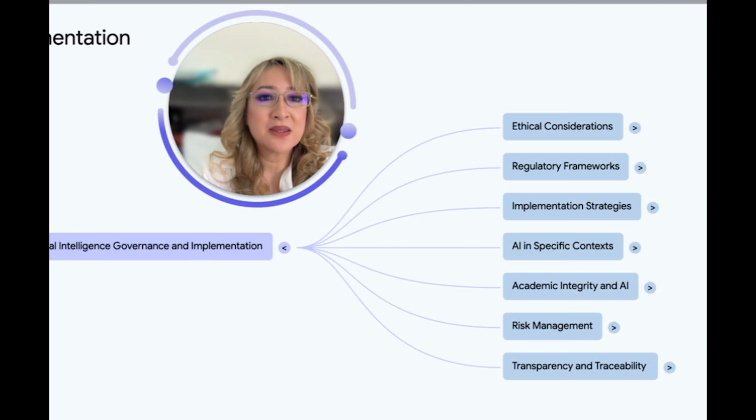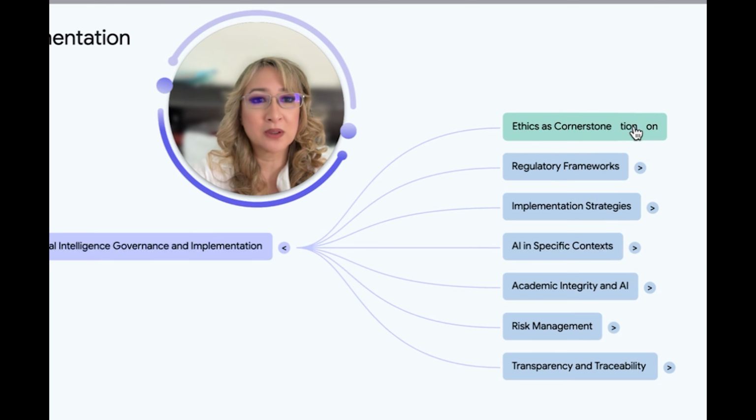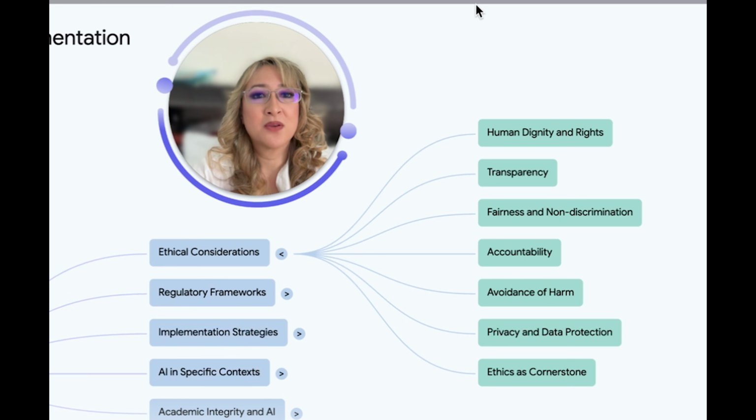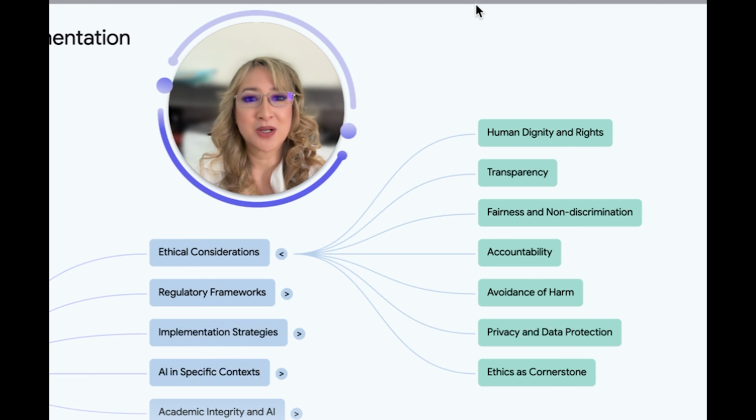Okay, so I just made that smaller so we could have a look at it. Let's look at the ethical considerations from all of these documents. So human dignity and rights, transparency, fairness and non-discrimination, accountability, avoidance of harm, privacy and data protection, ethics as cornerstone.